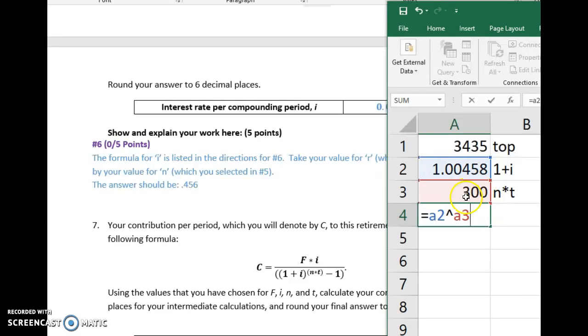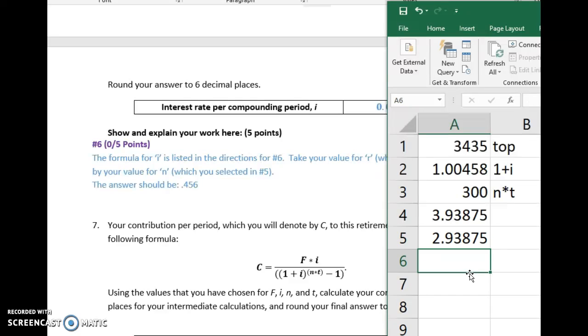And I'll just use cell reference here, but you could type in the 300. I'll go ahead and type it in, 1.00458 to the 300th power. And that's the value you get for this first part. And then it says to do -1.